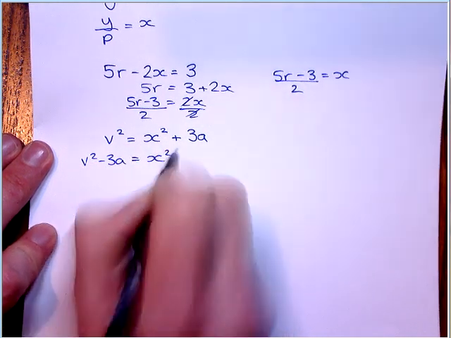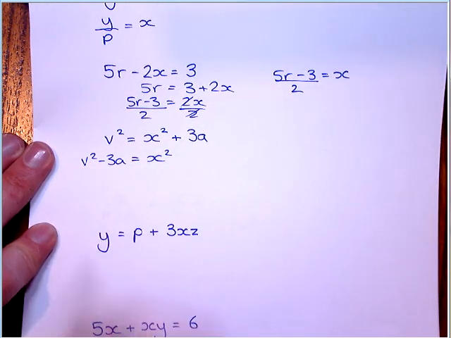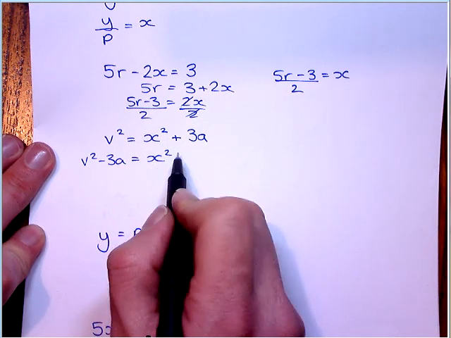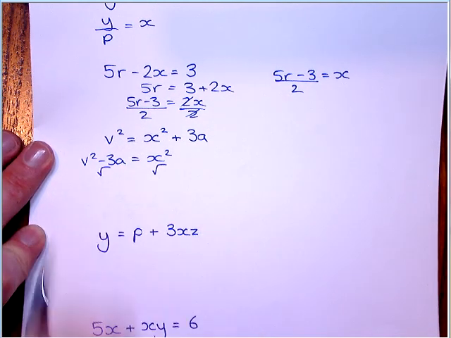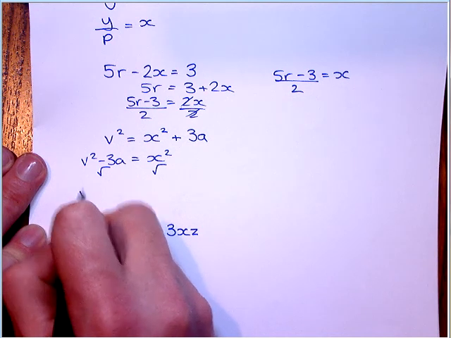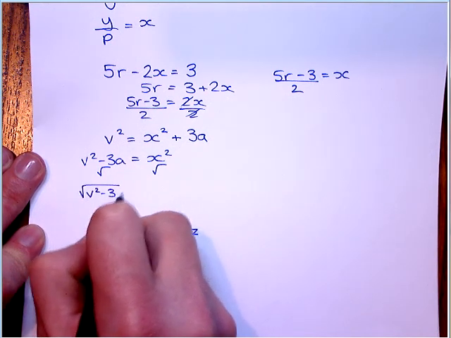It's as simple as that. You just take away 3a from both sides. Now, we have x being squared. The inverse is square rooting, so I have to do that to both sides. So, there we have it.